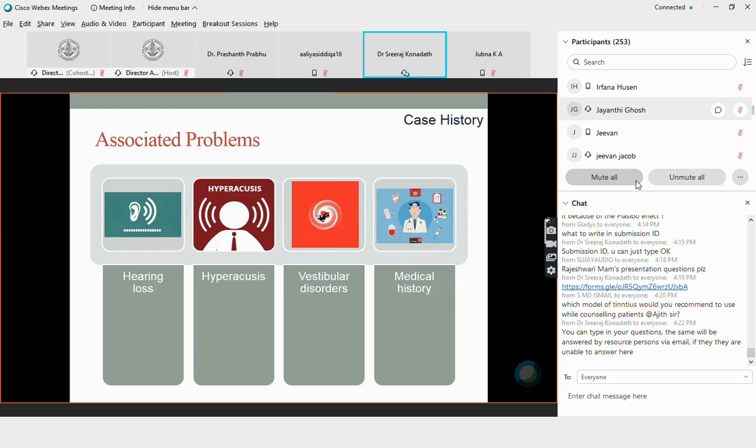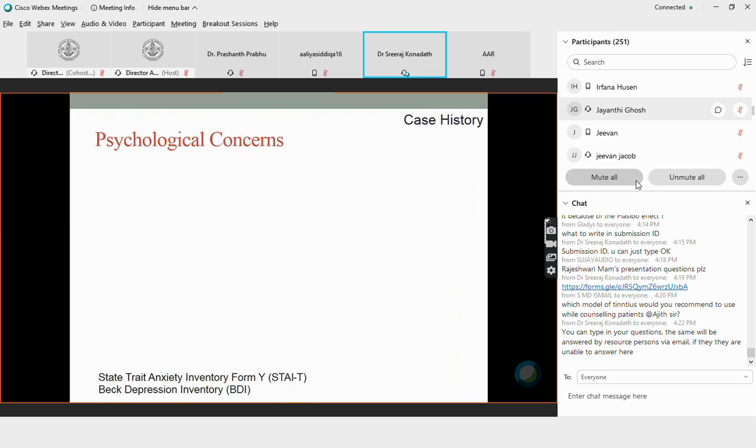Hyperacusis is an associated condition that generally accompanies tinnitus. You have to talk about that also to the individual. Dr. Prashant will talk in detail about hyperacusis. And vestibular disorders also, because of the same blood supply, the fluid in the cochlea, all those components. If there is a vestibular disorder, that indicates that the cochlear system also can be affected. Medical history, you have to ask in detail if there are any medications that are being taken, or any other conditions that can affect individuals and cause tinnitus.